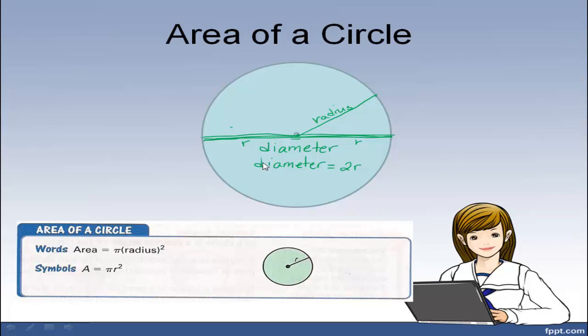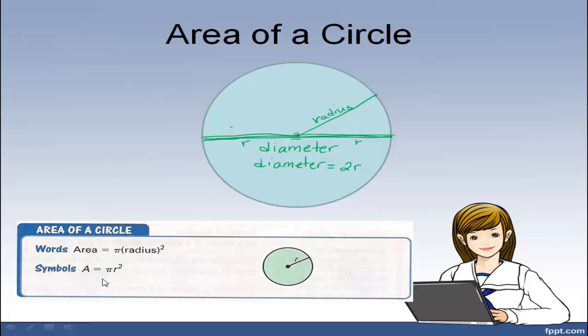Okay? That is equivalent. So to find the area of a circle, I need to know the radius or I need to know the diameter. If they give me the diameter, I can figure out what the radius is. Okay? And here's the formula. Area is equal to pi r squared.